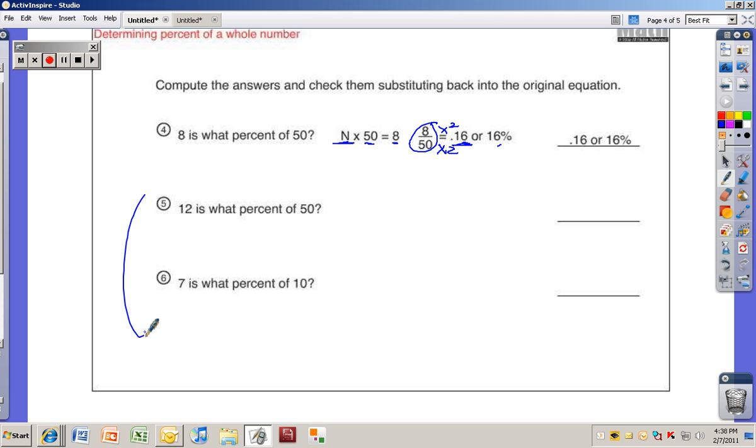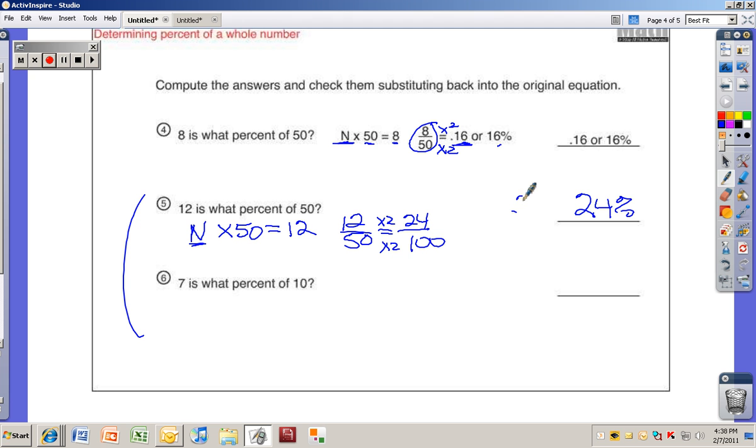Okay, 12 is what percent of 50? And help me out. 12 over 50 times. Is it 12 or 50? 50. Times 50, good. Gets you the smaller number of 12, because remember this is a percent. Okay, so how do I do this? This is what fraction? 12 over 50 times 2 equals 24 over 100. So the answer is? 24%. 24%, or 0.24, right?